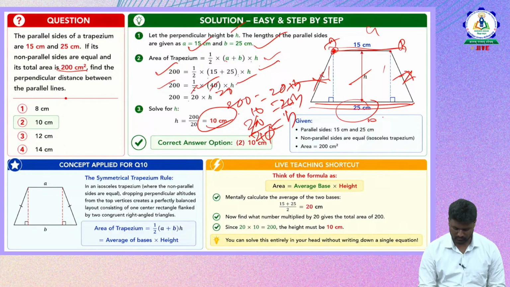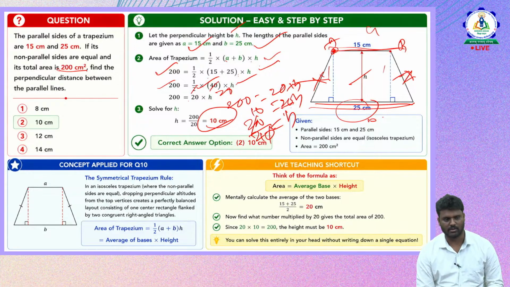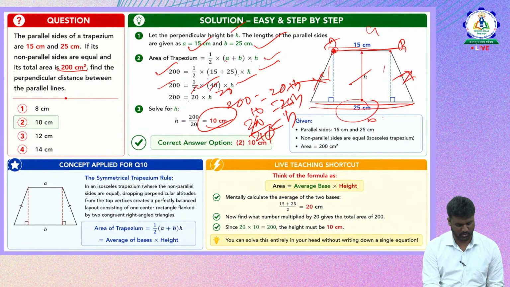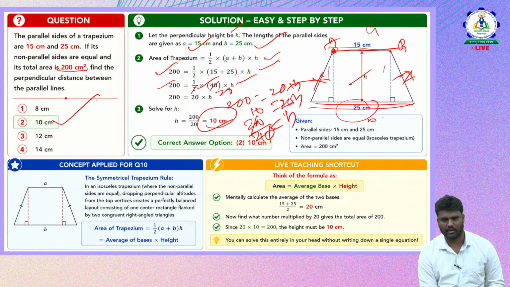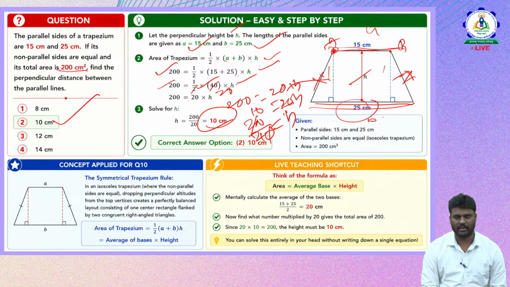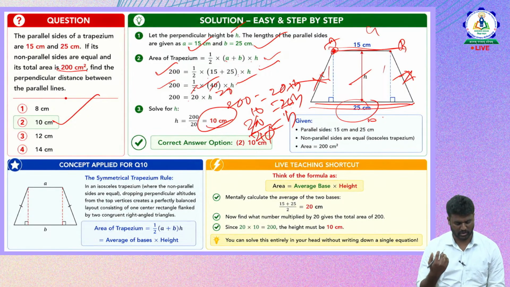20 ones are 20, 20 tens are 200, so 10 centimeter, which is the correct option here. Option 2, 10 centimeter, is the correct option. This is directly based on the application of the area of the trapezium formula. If you remember the formula, we can solve it directly. Just try to understand the question and then apply the formula, and we'll get the answer.